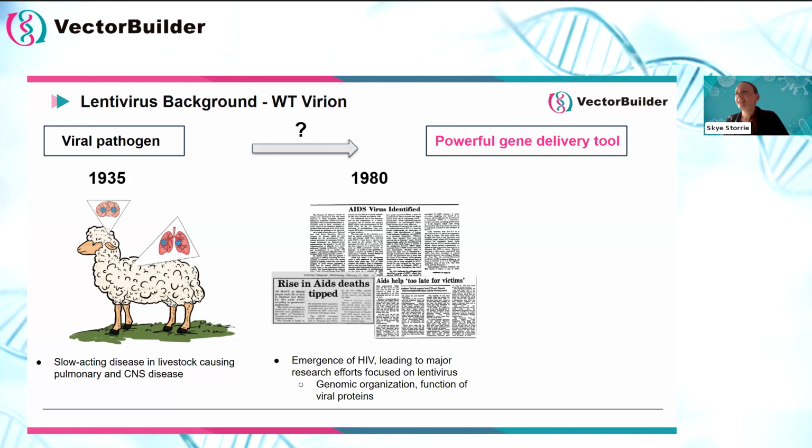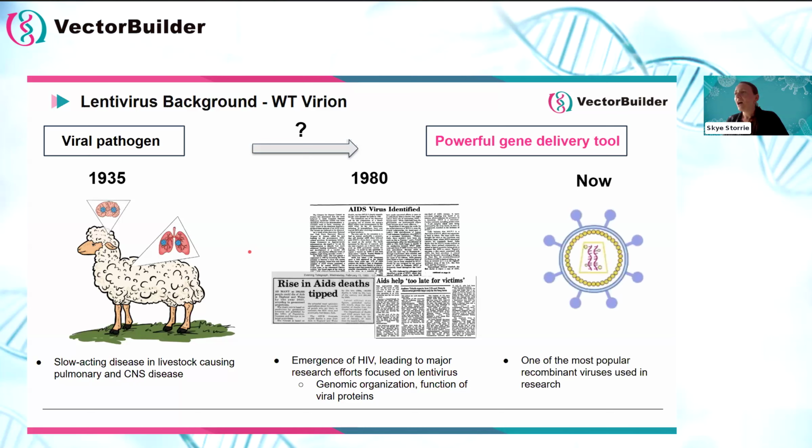It wasn't really until the 1980s that there was more of a focus on lentivirus research, and this was due to the emergence of one of the most famous lentiviruses of all time, HIV, which was responsible for causing the AIDS pandemic. Whilst research efforts were more focused on lentivirus, this helped us gain a much deeper understanding of things like genomic organization, as well as the function of viral proteins. This is what really helped us to take this system and harness it for gene delivery. And now lentivirus is one of the most popular recombinant viruses used in research.